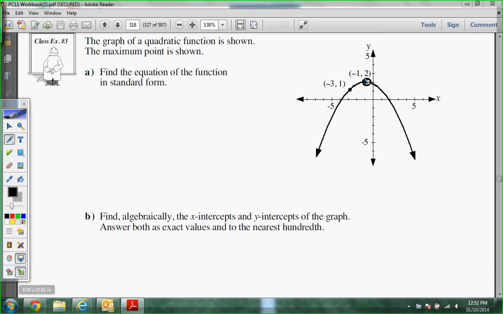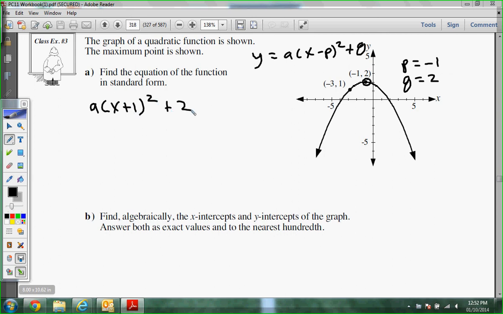So this is what we're going to do. We're building this equation from this picture without having any information on it. We know we're looking for this. Okay, my P and my Q, my P is negative 1, and my Q is 2. So since it was negative 1, I know I'm going to go A times X plus 1 squared, the opposite. And my Q is 2, so I'm going to have a plus 2 on the end.